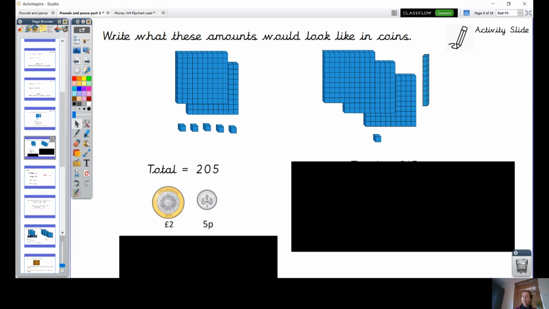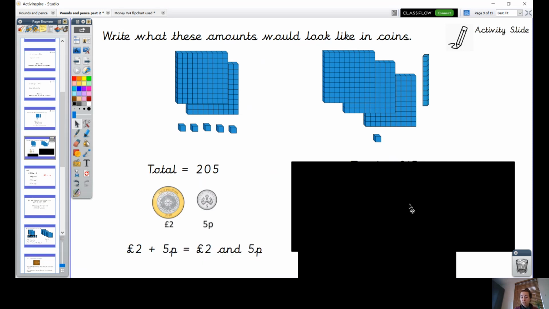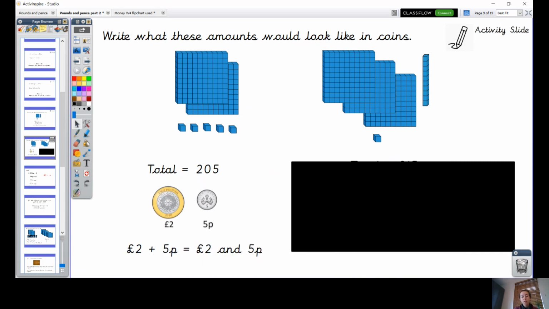You might have chosen this way, which would have been a £2 coin and a 5p coin. You might have chosen a different way, that's okay. And if you did choose that way, I could have written £2, add 5p is £2 and 5p. Now, if you got a little bit tricked on that one, perhaps you could have another go at this one now. But let me show you what I would have written.